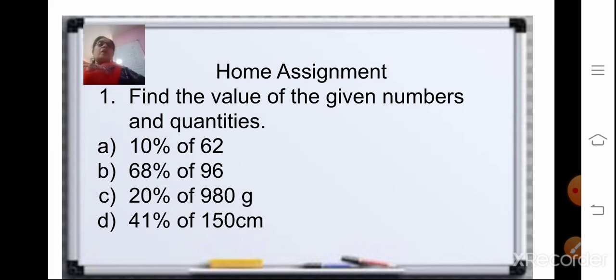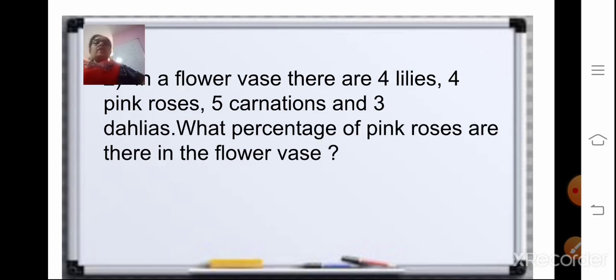And one word problem for you: in a flower vase there are 4 lilies, 4 pink roses, 5 carnations and 3 dahlias. What percentage of pink roses are there in the flower vase? First find the total number of flowers and out of that find the percentage of pink roses.